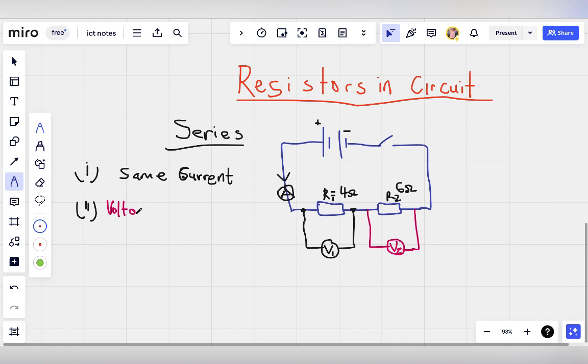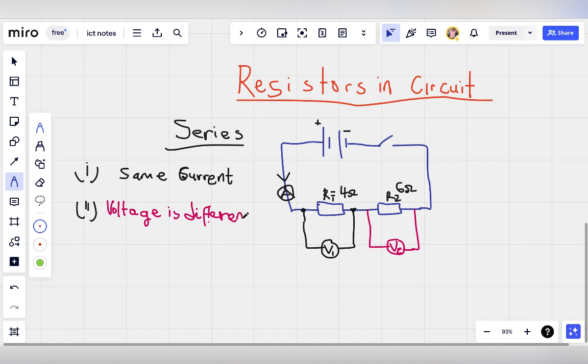In series, we're describing the conditions of a series circuit. So we say the voltage is different in the different resistors in series. We just write "voltage is different" for short. Voltage is different in the different resistors in series. Okay.